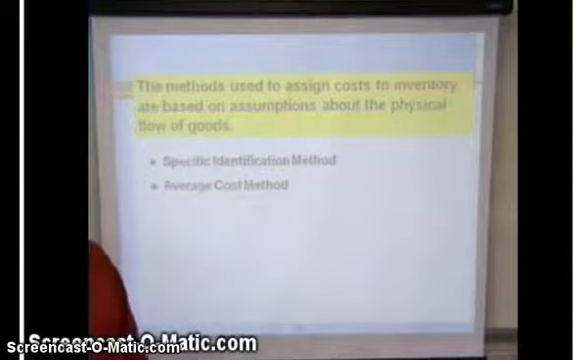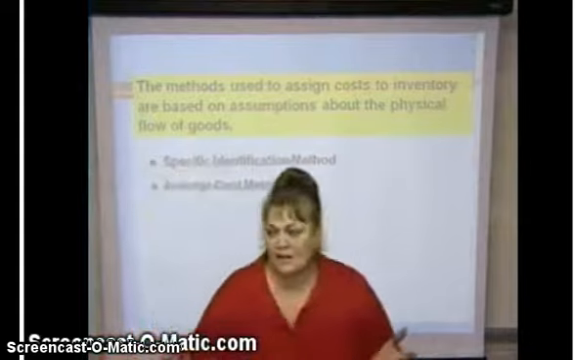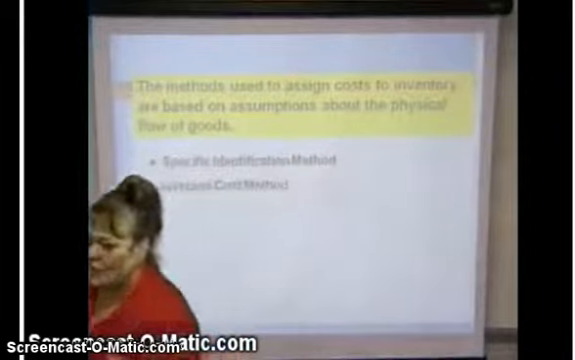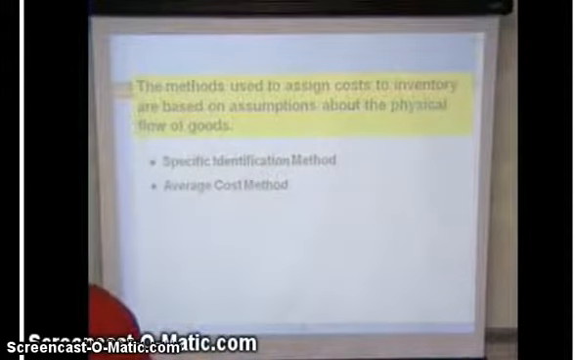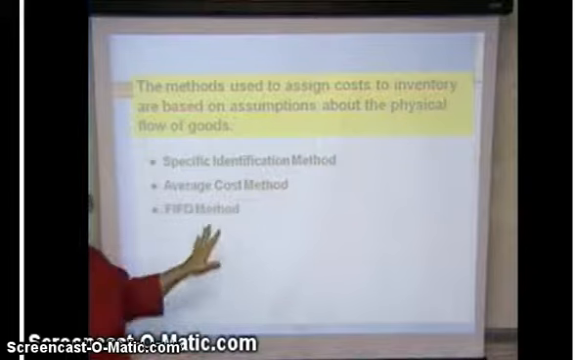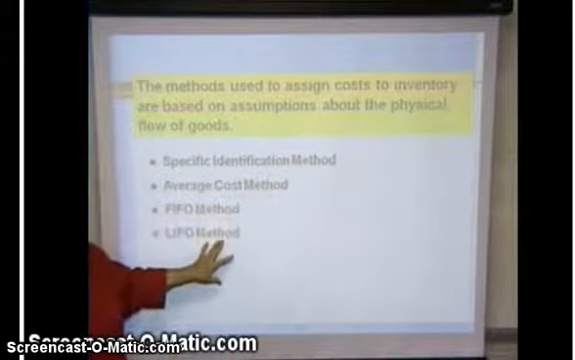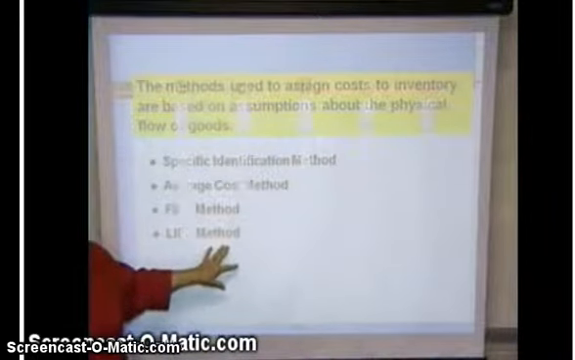Anyway, let's keep going. Average cost method. So what we have in the average cost method is we take how many things are coming in, multiply times their cost, get the total cost, and then divide by the total number of units to get an average cost per unit. It's like the average grade. Then we have first in, first out method, last in, first out method. We're going to talk about all these.